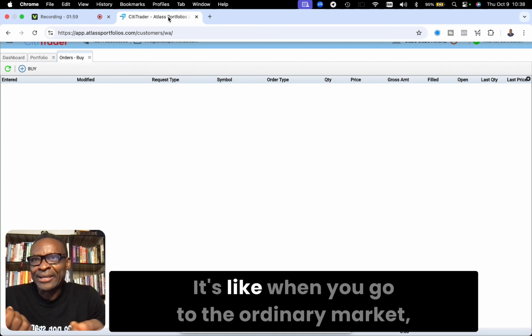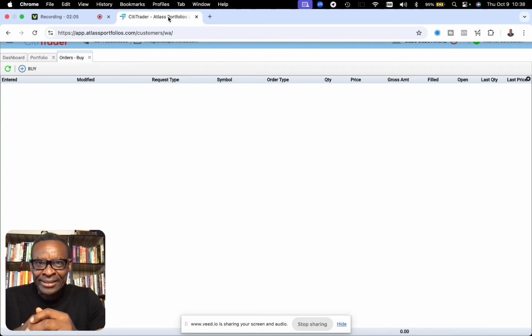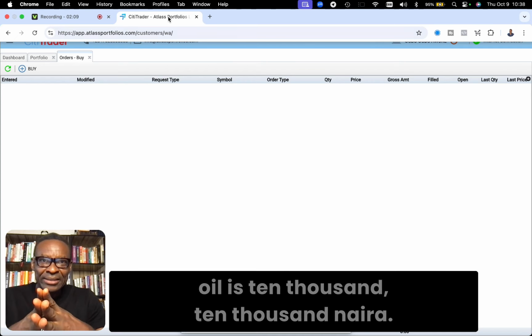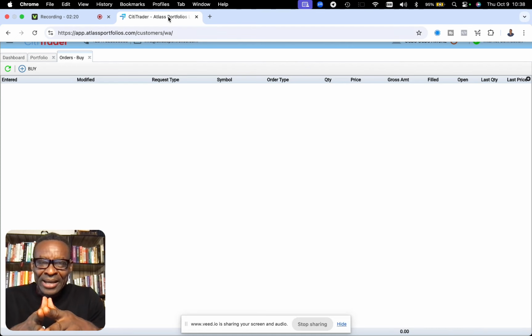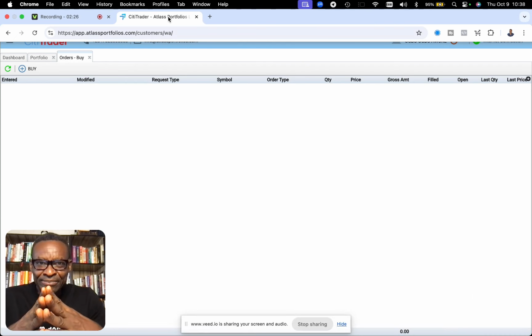It's a market. It's like when you go to the ordinary market, especially the African markets, and you bargain. The seller tells you, oh, this palm oil is 10,000 naira. And you say, okay, I would like to pay 9,500. And the seller says, you know what? Let's leave it at 9,800. And so you've saved 200 naira because you negotiated.